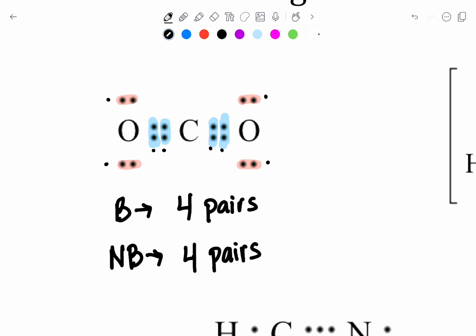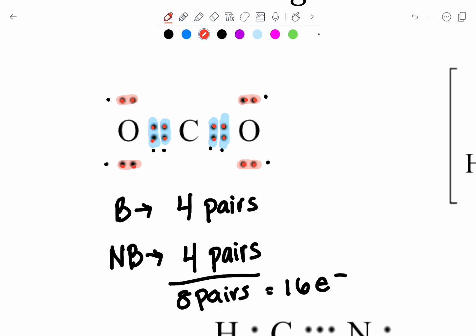We can always double check because we know that this is in total 8 pairs, which is equal to 16 electrons, right? Because each pair is 2 electrons. So we can count those up and say 1, 2, 3, 4, 5, 6, 7, 8, 9, 10, 11, 12, 13, 14, 15, 16 electrons that we are representing. So we have properly accounted for all of our pairs of electrons in this structure.